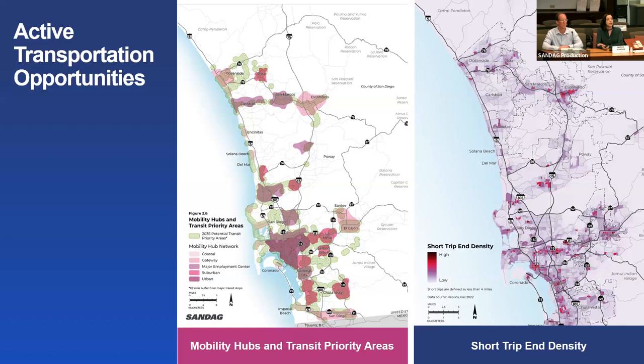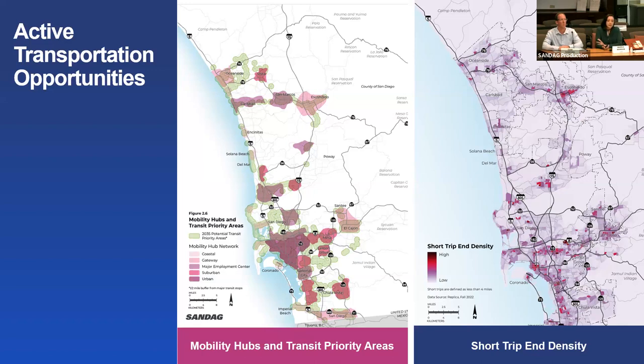And we want to make sure that in addition to fully connecting those areas with transit services, we fully connect them with bikeways, and bikeways that are safe and protected from those driving. The map on the right shows some data that we've gotten from a source called Replica that shows where shorter trips are ending. Shorter trips under 4 miles are ending in higher amounts. The darker colors are showing those higher concentrations of shorter trip ends. And those darker colors are overlapping pretty nicely with our identified regional mobility hub network.